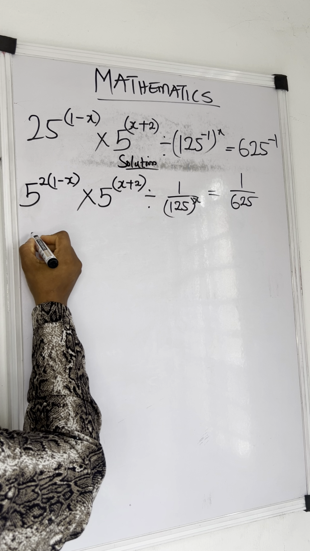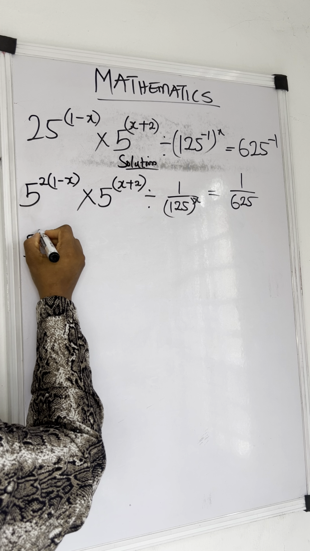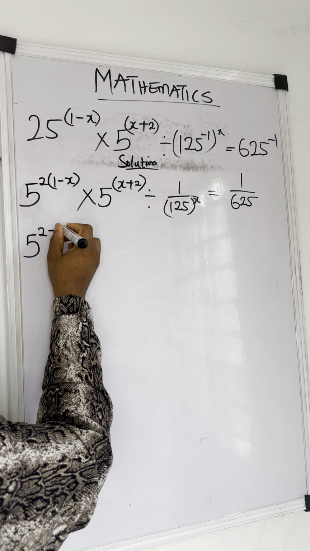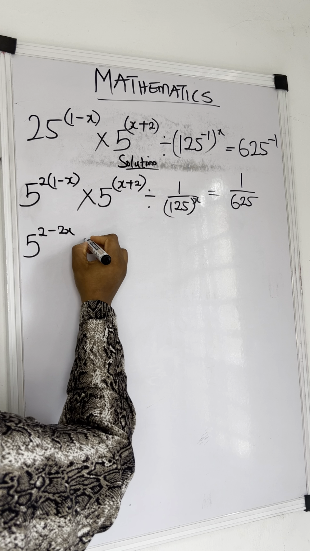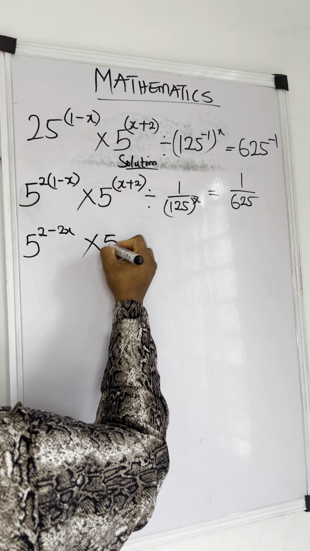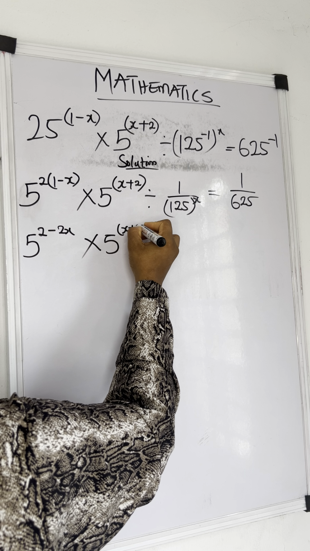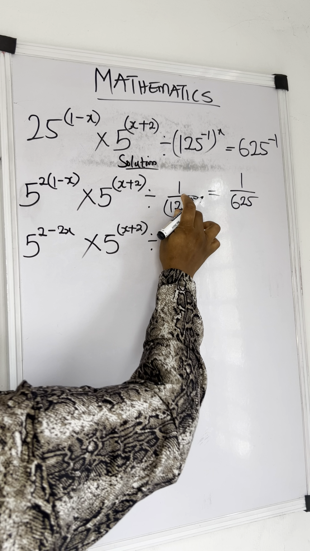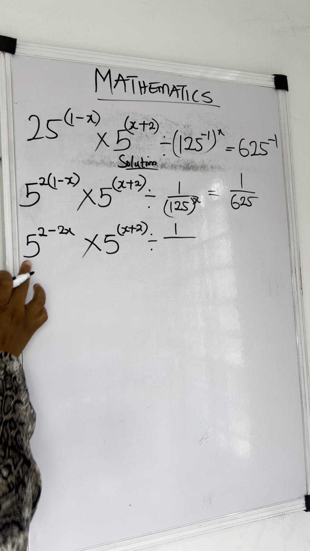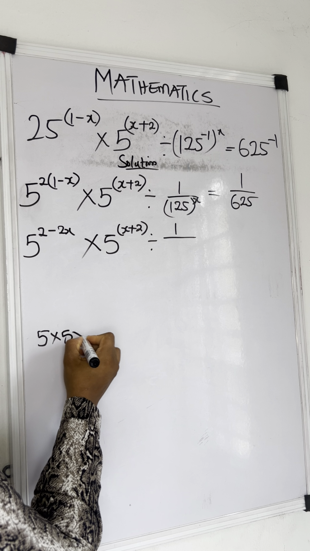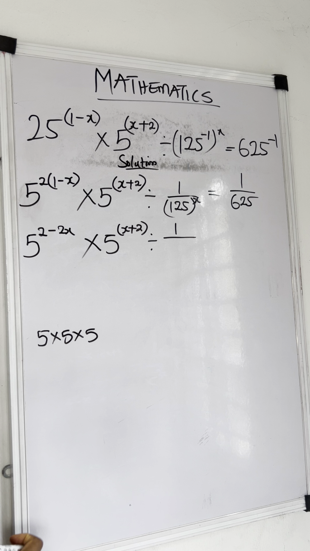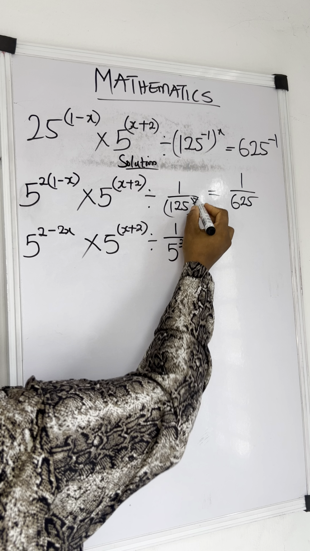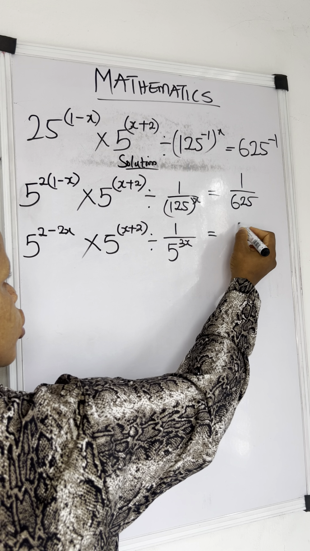So we open this bracket here, we're going to have 5 raised to power 2 times 1 is 2, minus 2 times x is what? 2x, right? Times 5 raised to power x plus 2, you can leave it in the bracket or remove the bracket, it's the same thing, divided by 1 all over, to put this 125 in base 5 is going to be 5 times 5 times 5. 5 times 5, 25. 25 times 5 is what? 125. So 5 raised to power what? 3.